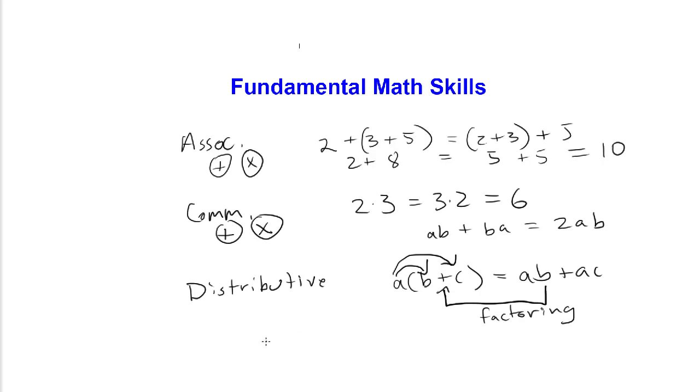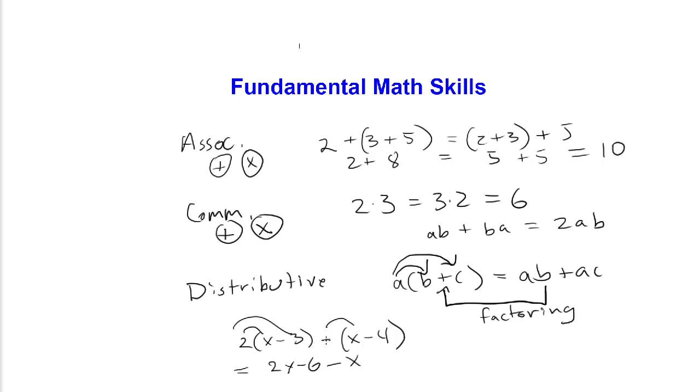So be careful if you have something like 2 times (x minus 3) minus (x minus 4). How would I distribute this one? What's the equivalent of this? Well, it's 2 times x, 2x. 2 times minus 3 is minus 6. Okay, so far so good. Minus times the x is minus x. And here's where students mess up.